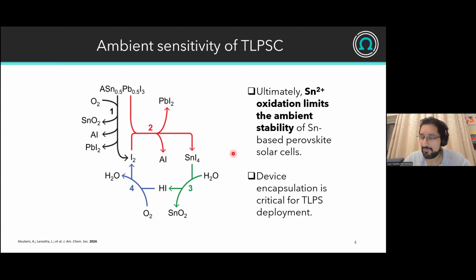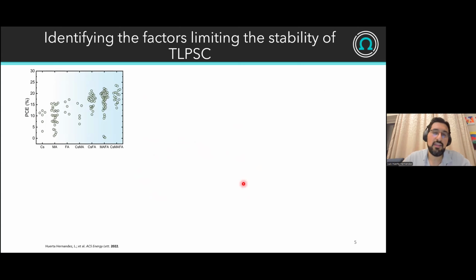But this is some good news, because we can avoid this degradation pathway by good encapsulation techniques, right? If we have encapsulation that is compatible with these systems, then you can avoid the most dangerous species that can degrade your perovskite. So we were questioning what other factors could limit the stability of a tin-lead perovskite solar cell. And we found in the literature that the composition of the A-site cation matters a lot.